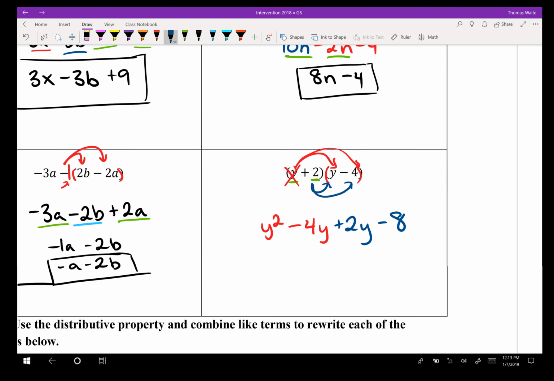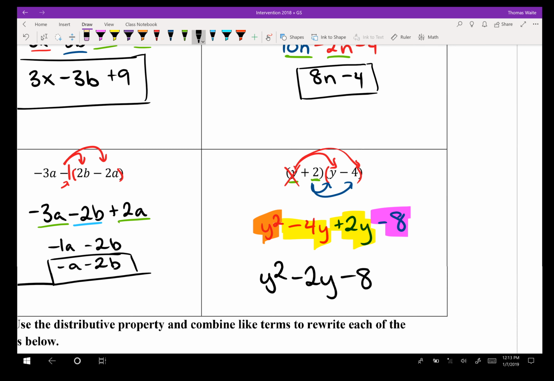Great. I'm going to look for like terms. I see I have a y squared, I have a negative 8, and I have 2 y terms. Well, the 2 y terms I can combine. Y squared stays, negative 4, positive 2. If I'm at negative 4, I move up to negative 3, negative 2. So it's negative 2y, and then negative 8.